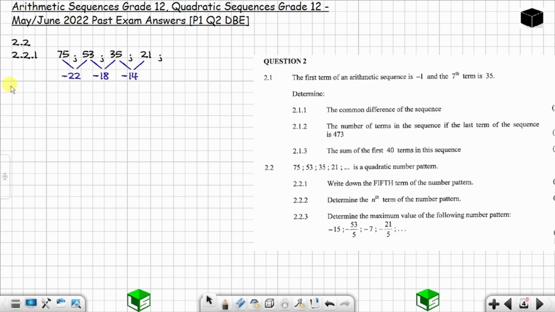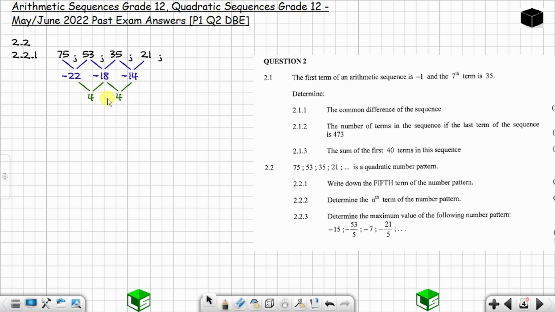Let's get the second differences. What is the difference between negative 22 and negative 18? You take the next term, negative 18, minus negative 22, and the difference here is 4. You do the same here. Negative 14 minus negative 18, the difference is 4. So now you can see this is the second difference, right?